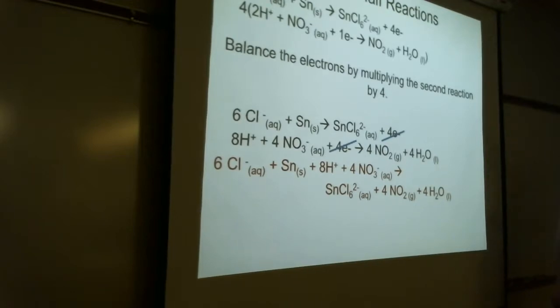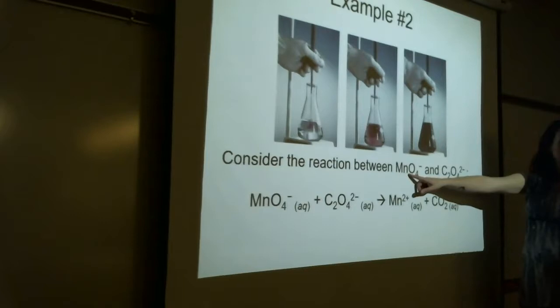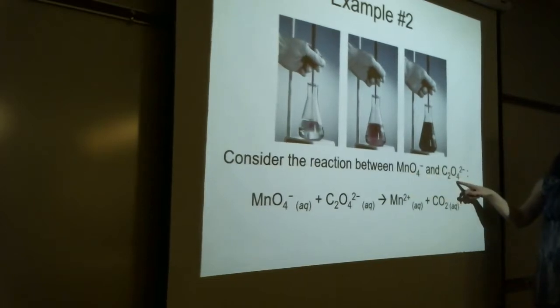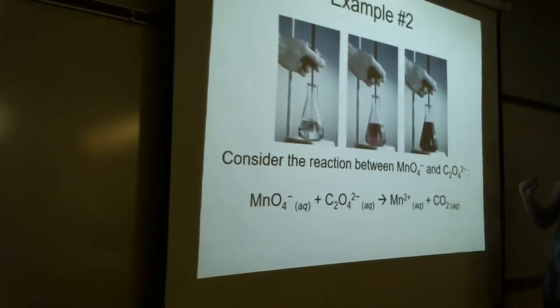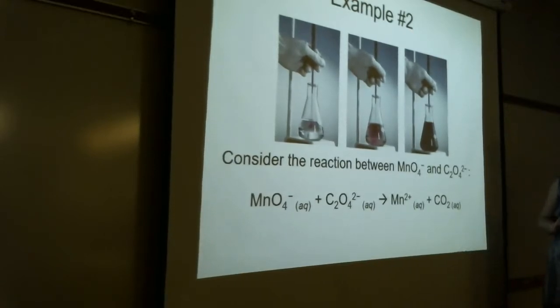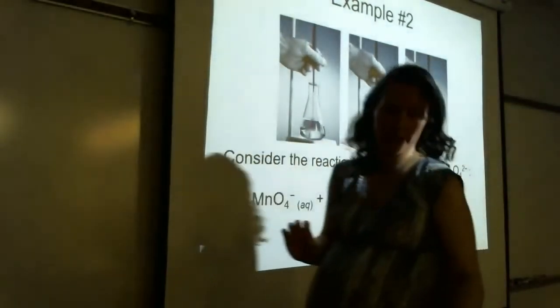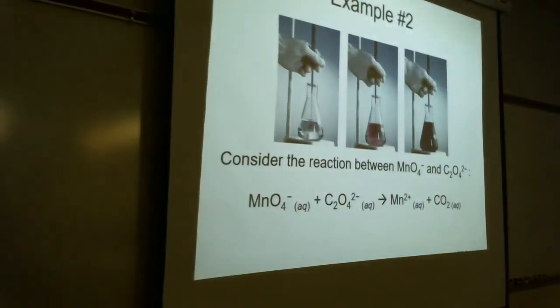Any questions on this one before you try one for yourself? Questions? Ready to try one? All right, so just for review, what ion is that? Permanganate. And what's that? Oxalate. All right, so here's a net ionic equation. I was being nice. Here's a net ionic equation. Balance it. I know it says example, but you can do it. Balance it.